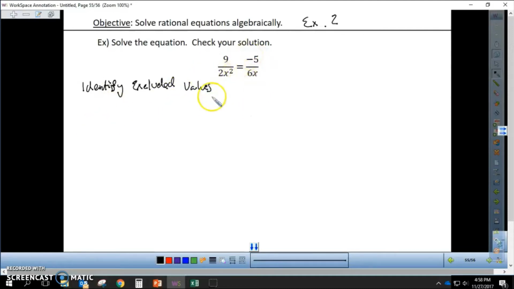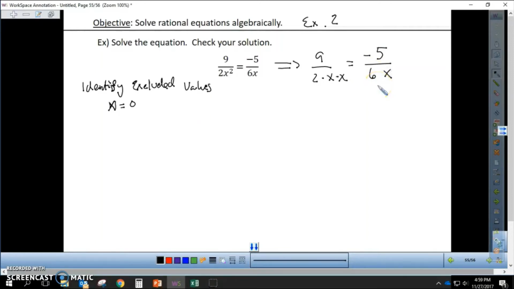And this occurs, these values will produce a 0 in our denominator. Since I have 6 times x, if x is 0, then that will make my denominator 0. So 0 is an excluded value. Additionally, the same thing here. What we really have here is 9 over 2 times x times x. I just expanded this out, instead of exponential form, I just expanded it out.